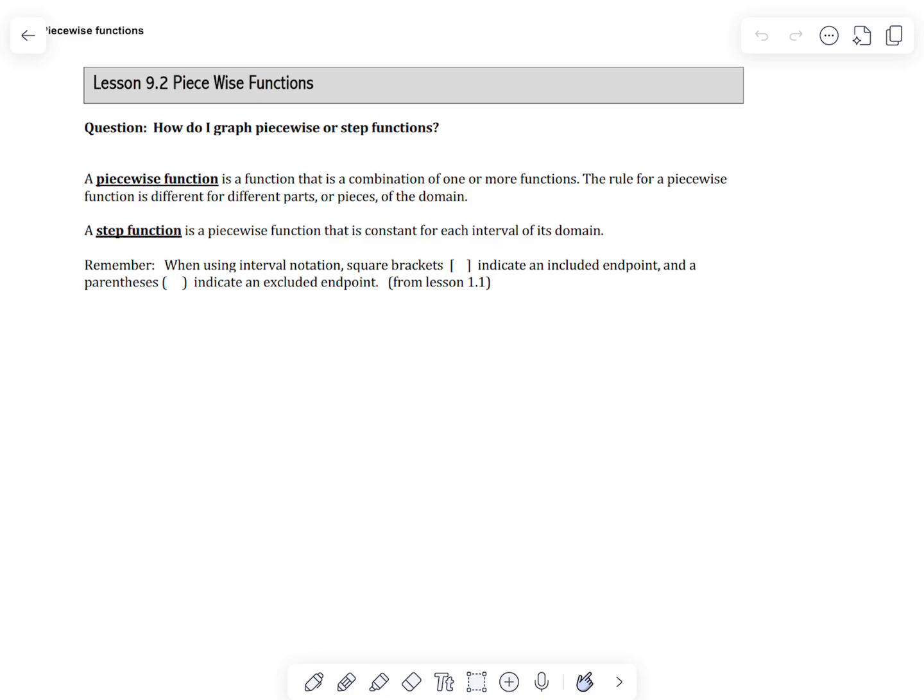We're going to graph piecewise functions today. A piecewise function is going to be a combination of one or more functions. A step function is a piecewise function where we need to take into consideration the interval for which it is domain. Remember, when you graph an interval notation, square brackets include the endpoint, and parentheses do not include the endpoint.